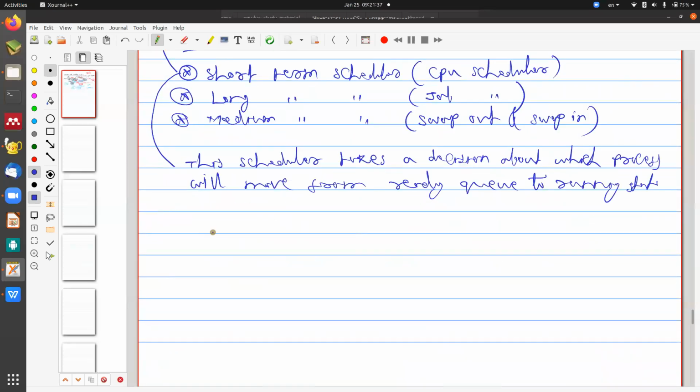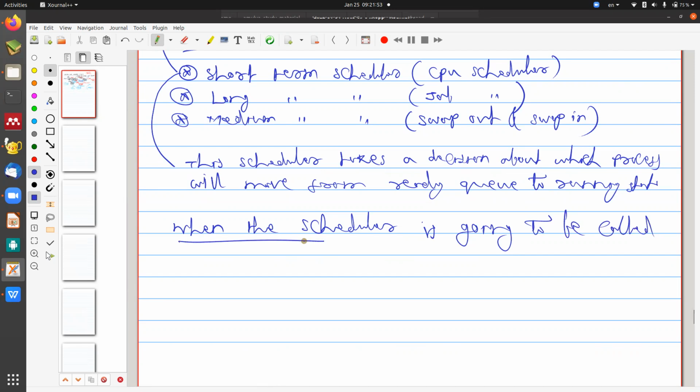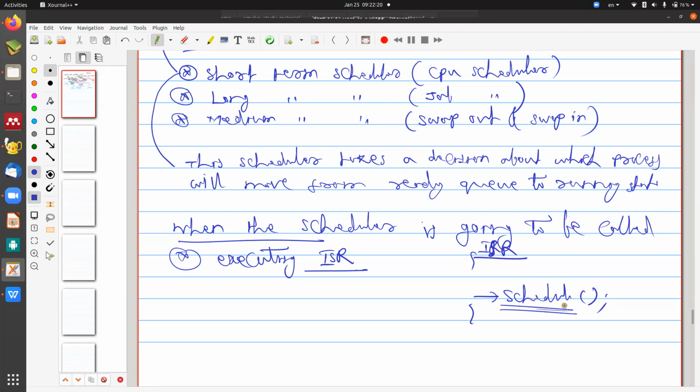So what is the first part I told? When is the scheduler going to be called? First, while executing the ISR, that is the interrupt service routine program. If my interrupt service routine program is this, somewhere here I have to call a scheduler. Inside this ISR, at the end, I have to call the scheduler, because the moment my interrupt gets over, I have to bring a process from the ready queue to the running state. So the scheduler has to be called.